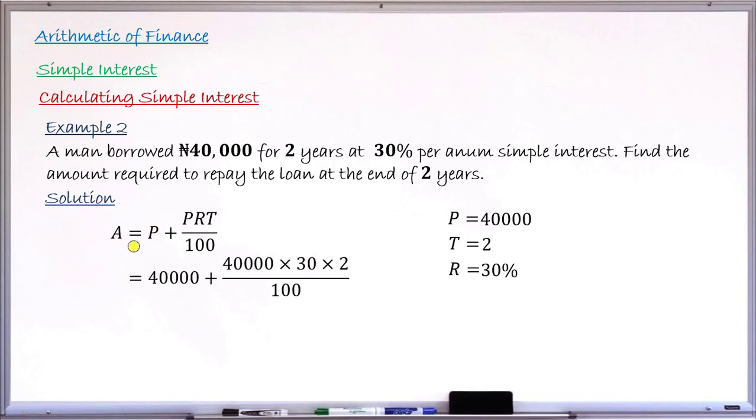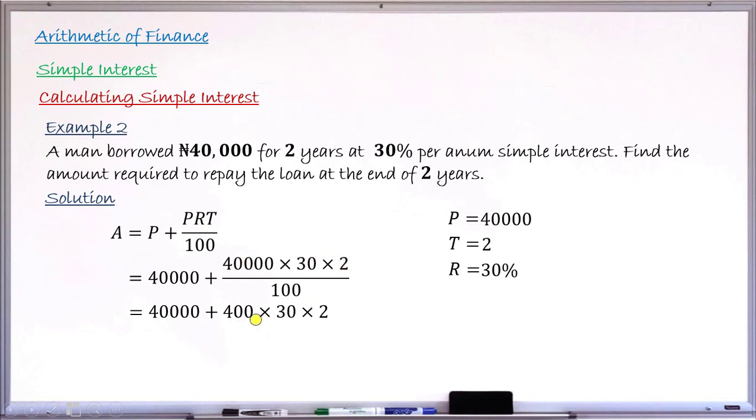So substituted in this formula, P is now 40,000, plus PRT, so I have 40,000 times 30 times 2 all over 100. Simplifying, cancelling these two zeros, you now have the 40,000, which I copied here, plus this 40,000 now reduced to 400 times 30 times 2. This is what I'm having.